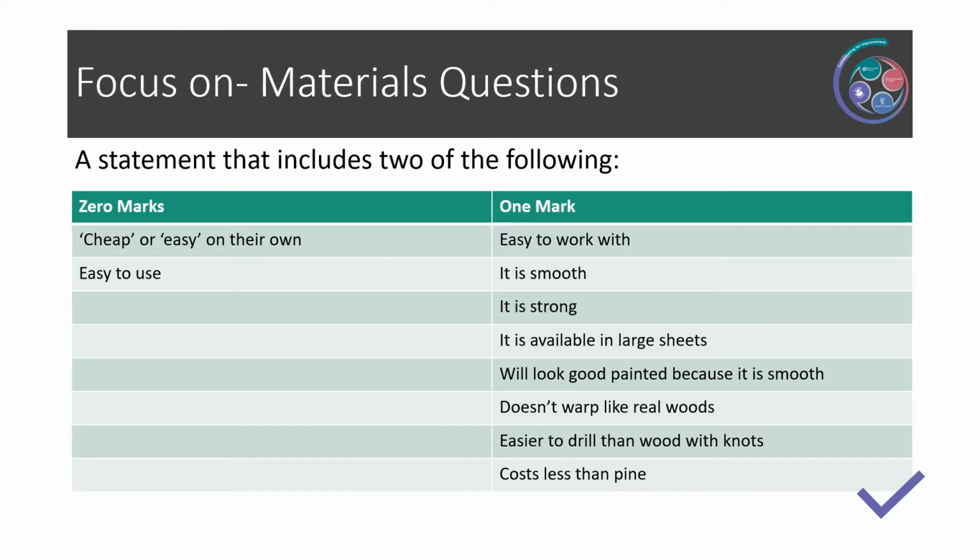It's available in large sheets, much larger than you would be able to get a material such as pine or mahogany. It will look good when it's painted because it's smooth. Doesn't warp like real woods. Easier to drill than wood with knots. And it costs less than pine, or it's cheaper than pine would be a suitable answer. Mark your work now.